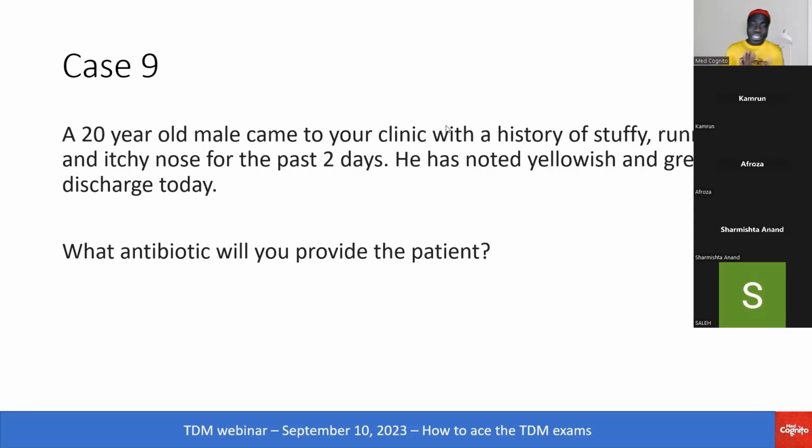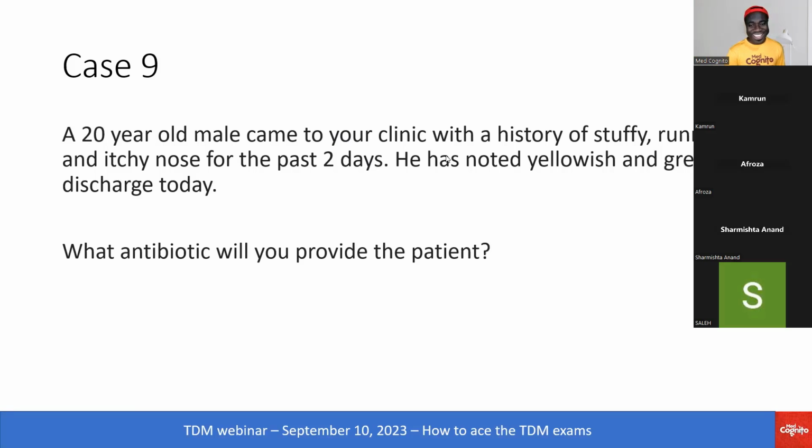Okay. A 20-year-old male came to the clinic with a history of stuffy, runny, and itchy nose for the past 2 days. He has noted yellowish and greenish discharge today. What antibiotic will you provide for the patient? Can somebody help me? Many people do that in Canada. Doctor, my runny nose is yellow. What antibiotic will you provide?